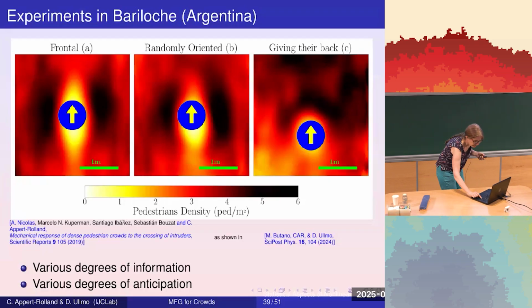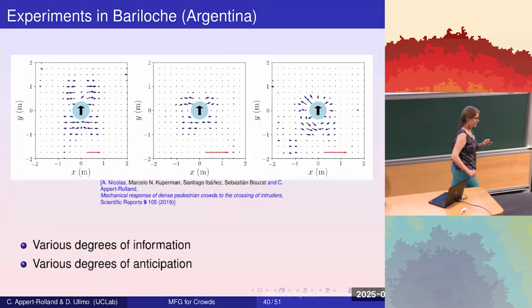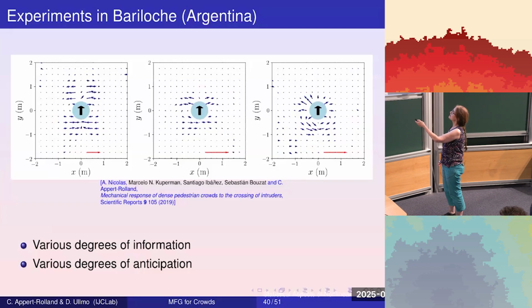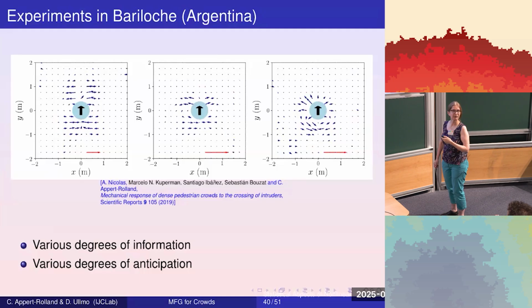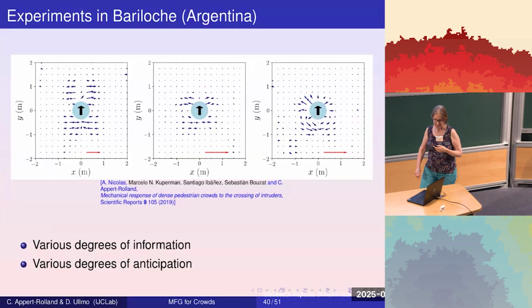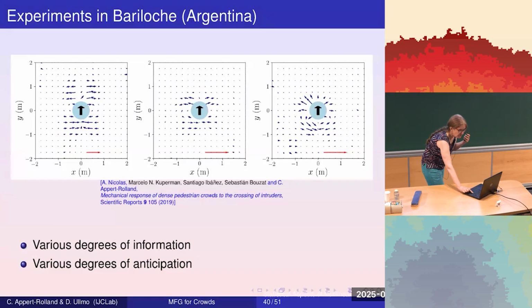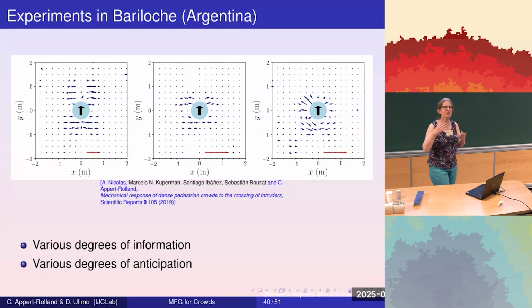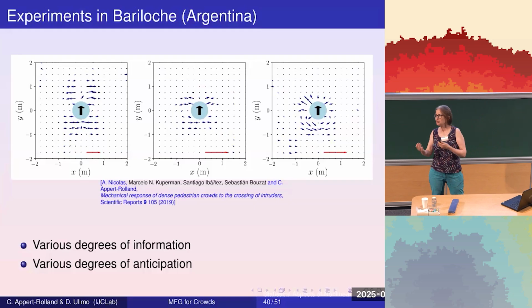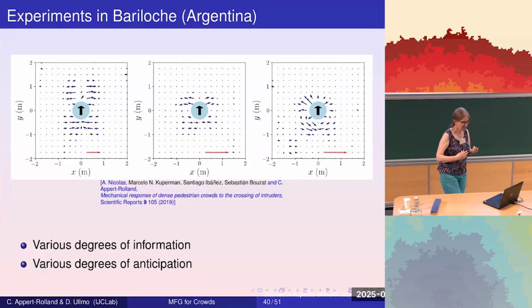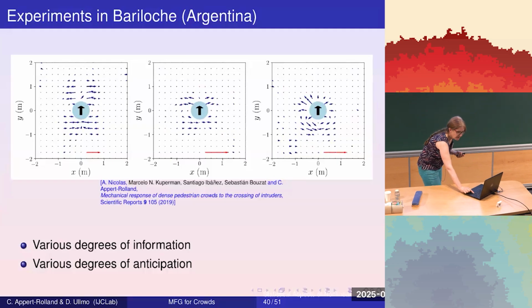Also for the displacement field, you see that you go from lateral displacement. It's still true for the random orientation, but a little more noisy. And for the no anticipation case, you recover the butterfly structure. So depending on how you interpret it, you can say it's various degrees of information or various degrees of anticipation. You don't anticipate so much.